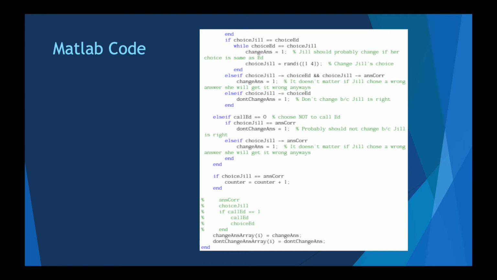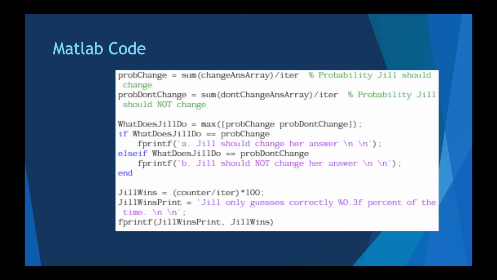We used a counter to keep track of the number of times Jill has had the right answer. We then store whether she should change or not change her answers in an array. The reason for storing it in an array is so that we could find the sum and divide it by the total number of iterations to find the probability when she should change her answers and compare to the probability when she should not. Depending on which probability is better, the code should print out whether she should change and shows the percent of times she does guess correctly.